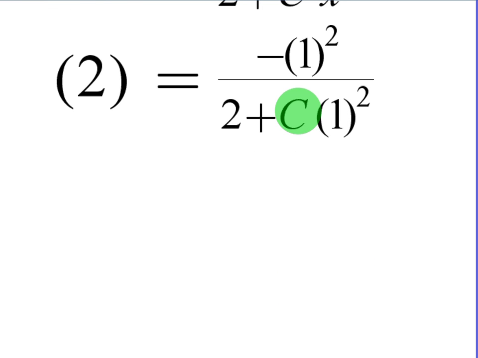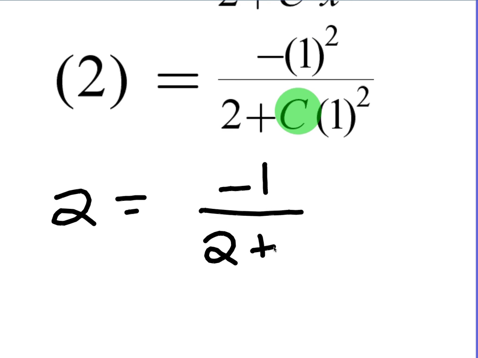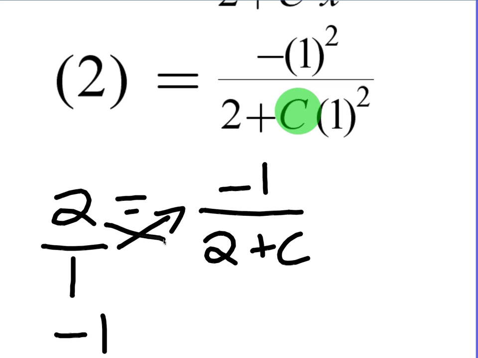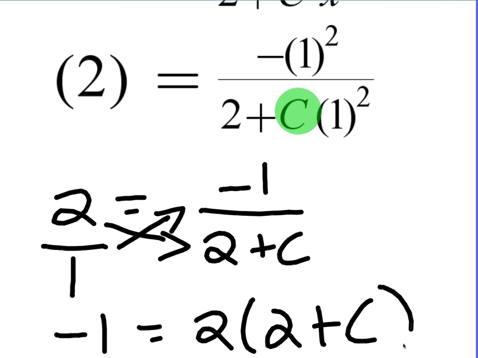And I'm going to go ahead and do this by hand. So we're going to get 2 equals, top is going to be negative 1 over 2 plus c, because 1 squared is 1. Now what I can do is cross multiply. So on the left, I'm going to get negative 1. On the right, I'm going to get equals 2 times 2 plus c.